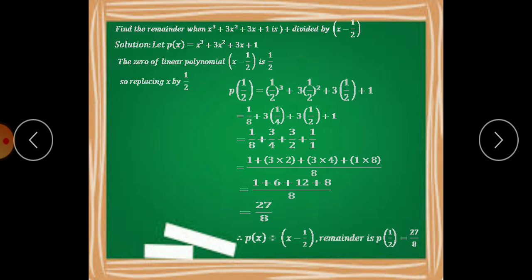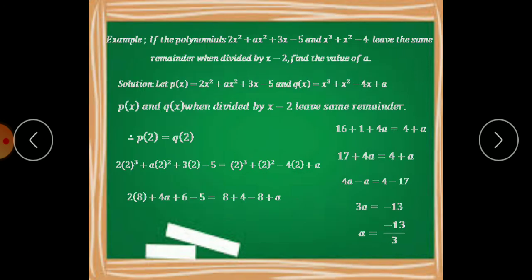Whatever number is to be multiplied by the denominator to get 8, the same number is to be multiplied by the numerator, so that we change it to like fractions. So it becomes (1 plus 6 plus 12 plus 8) divided by 8. So the final answer is 27 by 8. What is this final answer? This is nothing but the remainder when x cube plus 3x square plus 3x plus 1 is divided by x minus 1 by 2. So thus we have found the remainder using the remainder theorem.